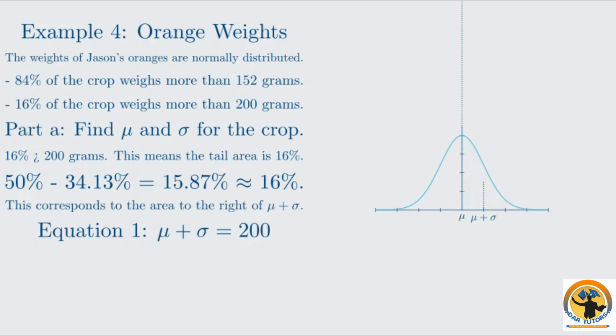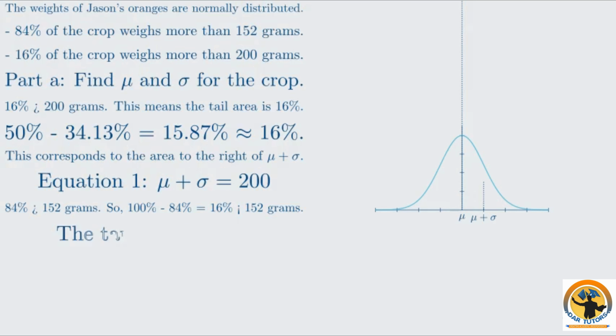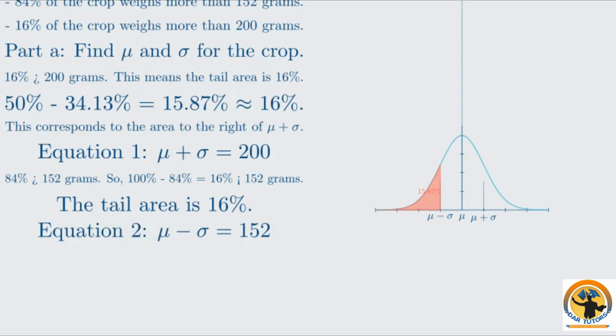Now let's use the first piece of information. 84% of the crop weighs more than 152 grams. If 84% is to the right of 152, then 100 minus 84%, or 16%, must be to the left of 152. This means the area in the left tail is 16%. By symmetry, this 16% must correspond to the value mu minus sigma. So here is our second equation: mu minus sigma equals 152. Now we have a system of two linear equations with two variables. Let's solve for mu and sigma.